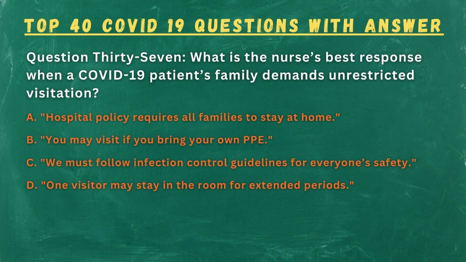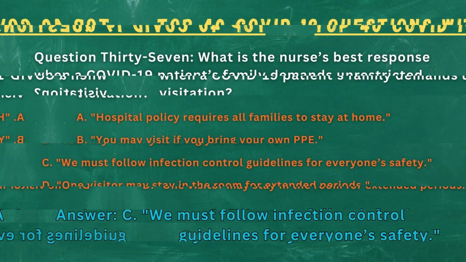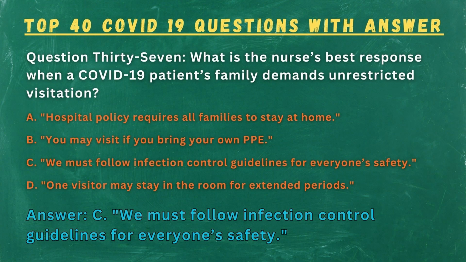Question 37. What is the nurse's best response when a COVID-19 patient's family demands unrestricted visitation? A. Hospital policy requires all families to stay at home. B. You may visit if you bring your own PPE. C. We must follow infection control guidelines for everyone's safety. D. One visitor may stay in the room for extended periods. Answer: C. We must follow infection control guidelines for everyone's safety.